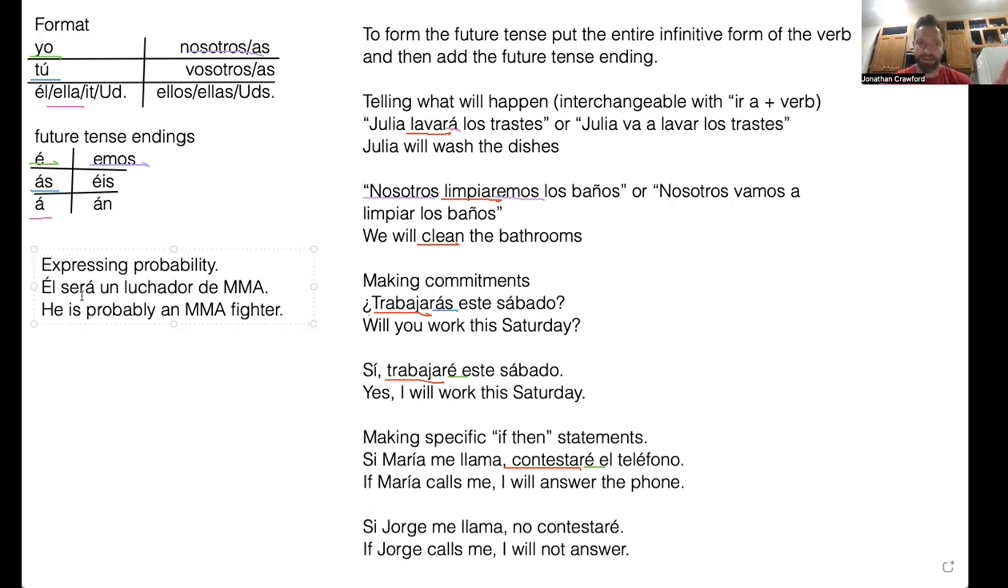You have to listen to the context. Él será un luchador de MMA. He is probably an MMA fighter. Luchador means fighter. Luchar means to fight or to wrestle. MMA is generally said that way. You can say it in English, but it sounds kind of weird. People know what it is, especially in the United States, but you go to different countries and they might have different versions of the way it's said. Él será un luchador de MMA. He is probably an MMA fighter.